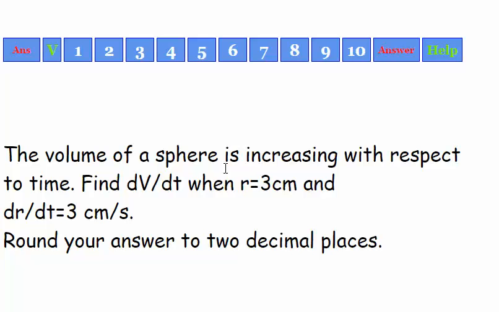It says the volume of a sphere is increasing with respect to time. Find dV/dt when r is equal to 3 centimeters, and dr/dt, I'm actually writing this down so I don't forget it, dr/dt is also 3 centimeters per second. So they're both just 3.